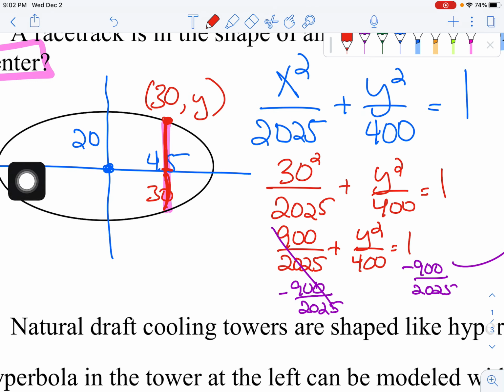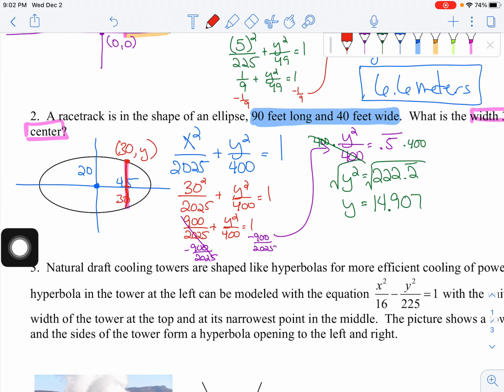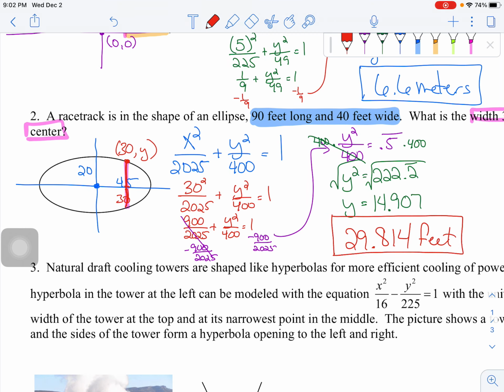Now, ellipses are symmetrical. So if I had done this correctly, this x-axis here would cut this width directly in half. So what that means is I am going to take that 14.907 and I'm going to double it. So I'm going to multiply that answer times 2. And what you will end up with is a width of 29.814, I believe this is feet, and there is your answer.